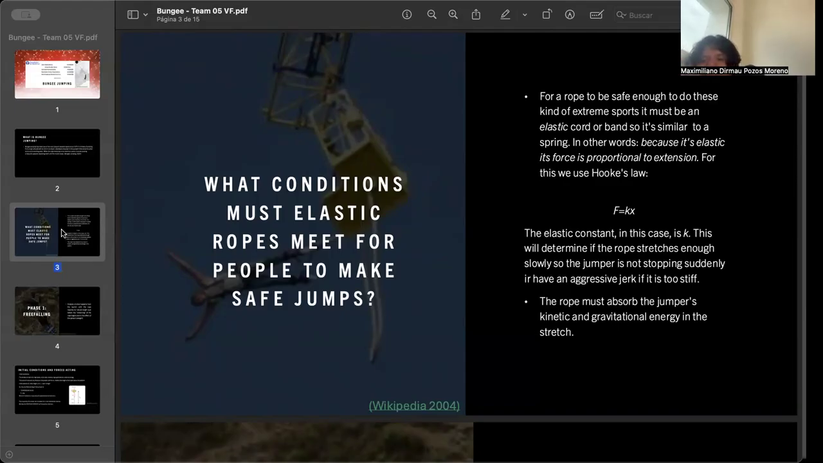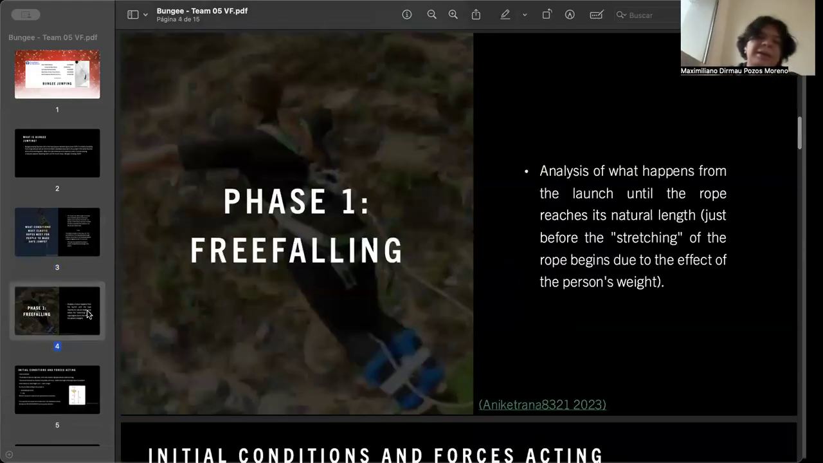The rope acts like a long spring. That means it follows Hooke's law, which is that the force of the rope is proportional to how much it stretches. We saw this in high school. If the rope is too stiff, the stop will be too sudden and dangerous. If the rope is too weak, it won't stop the person in time. So the design of the ropes is crucial. It needs to be perfect, because if not, people will die.